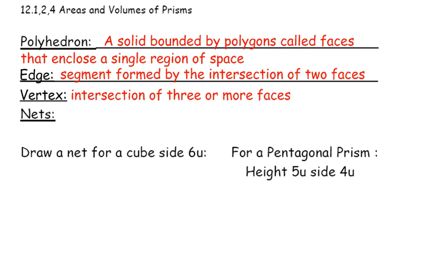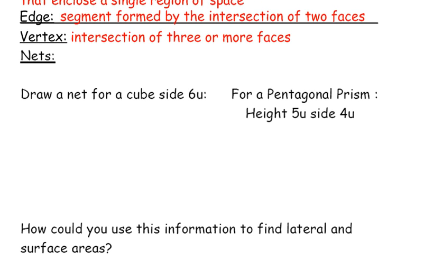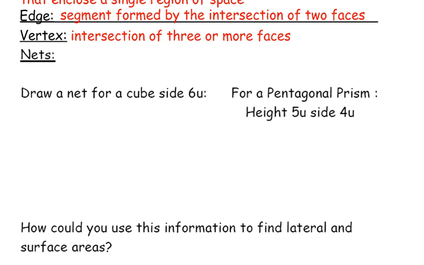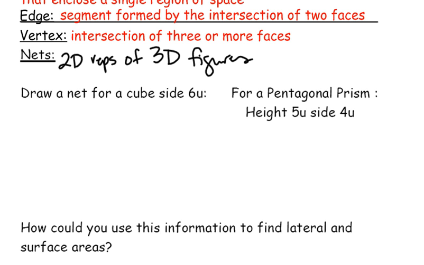And then let's talk a little bit about nets. So nets are two-dimensional representations of 3D figures. So 2D reps of 3D figures. And you can think about it, they're like patterns for a polyhedron that you would print out on a piece of paper, cut out, and then fold to turn into that three-dimensional figure.